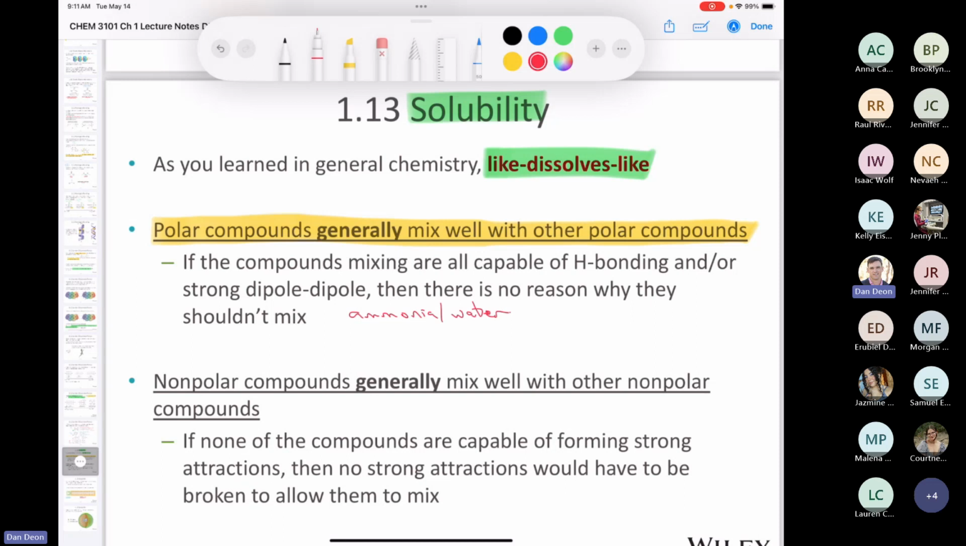Okay, and we could go on. You could say sugar dissolves in water. Why? Because they're both polar compounds. And then it says here at the bottom that non-polar compounds generally mix well with other non-polar compounds, right?